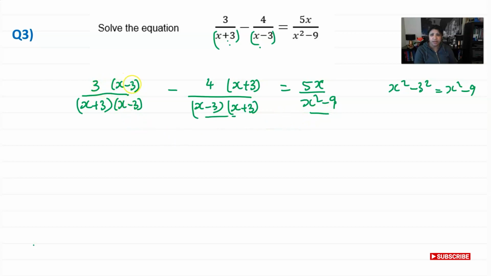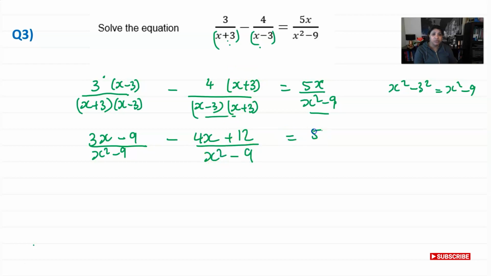Okay, let's expand the brackets first. So we've got 3 times x, 3x here, and then negative 3 times 3, 9 over, like I say, the difference of two squares. So I'm going to write x squared minus 9 here, minus 4 times x is 4x, and then plus 4 times 3 is 12, and the same thing here, x squared minus 9 equals 5x over x squared minus 9.